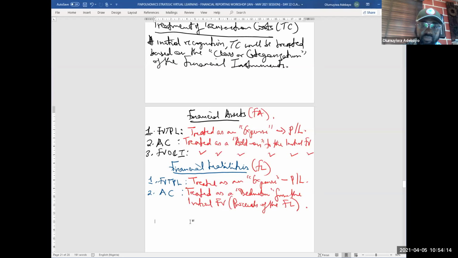You will now conclude that amortized costs have a need to say, this transaction cost, I then need to amortize it over the duration of the financial instrument. And we're going to see that as we move on.